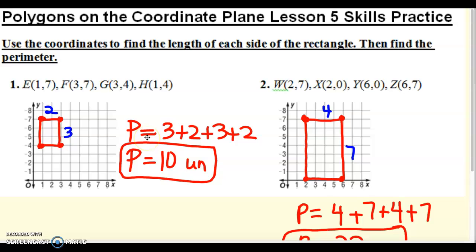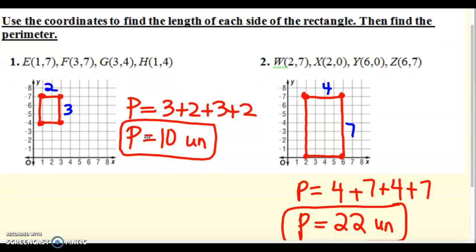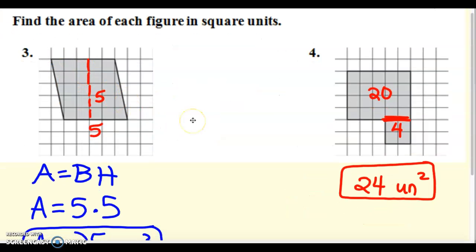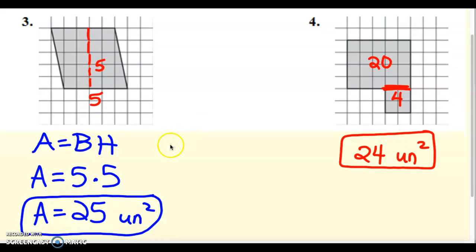Okay. Number 1, the perimeter was 10 units. Number 2, the perimeter was 22 units. Please look at my work. Number 3 was a parallelogram, base times height. The answer was 25 units squared.